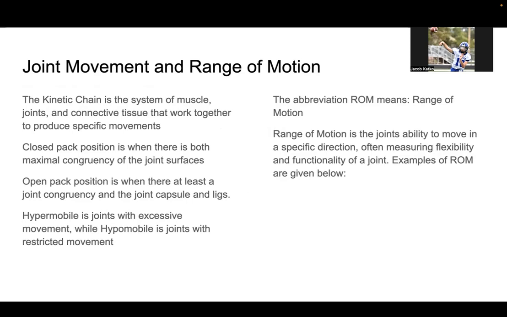The abbreviation ROM means range of motion. Range of motion is the joint's ability to move in a specific direction, often measuring flexibility and functionality of a joint. Examples of range of motion would be shoulder rotations, circumduction, or anything that tests flexibility.